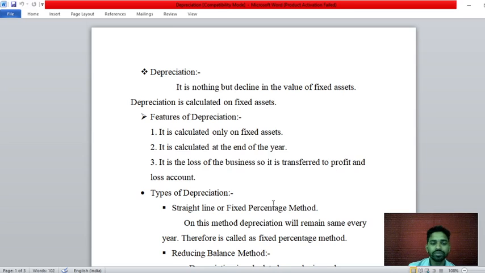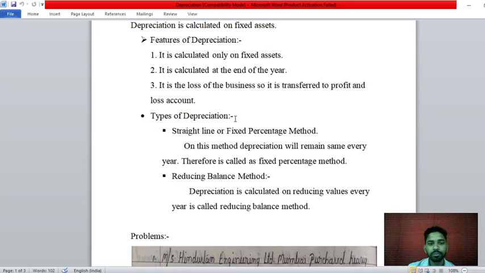Now see the types of depreciation. There are two types: the straight line or fixed percentage method, and the reducing balance method. Straight line method means that depreciation will remain the same every year, therefore it is called the fixed percentage method.